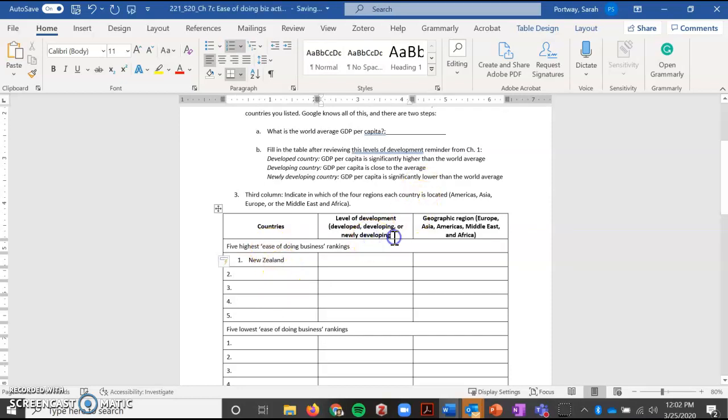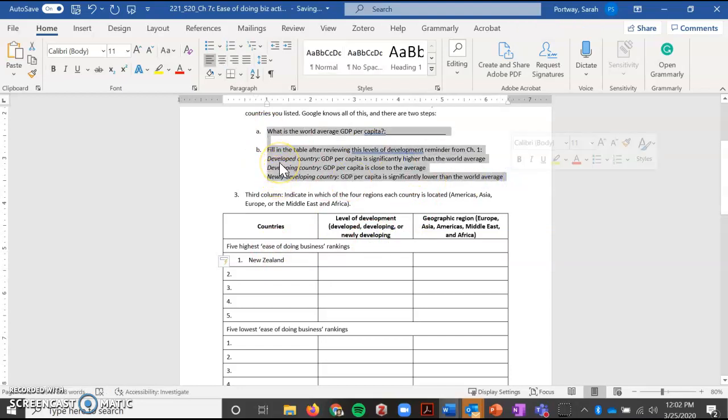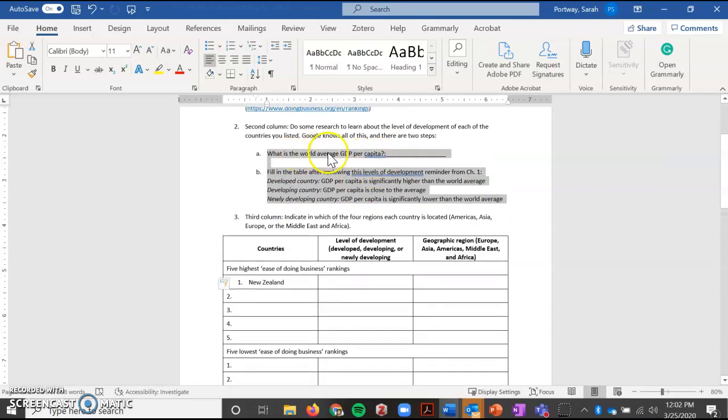And then you're going to put in the level of development. So right here, it explains to you exactly how you figure out what the level of development is. And you'll have to go to Google here to find out what is the world average GDP per capita. You can put in those search terms, and then you're going to make the decision. Is this a developed country? So is the GDP significantly higher than the world average? Is it a developing country? So is the per capita close to the average, or is it a newly developing country? And this should be reviewed from very early in the semester, and we've been talking about this quite a bit.